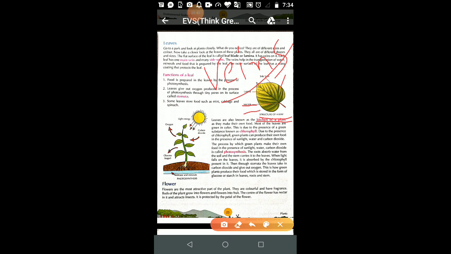See student, what is the name of the part of the plant which prepares food? So food is prepared in the leaves of the plants, and this process is known as photosynthesis.